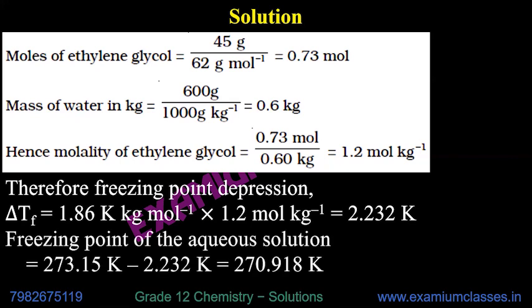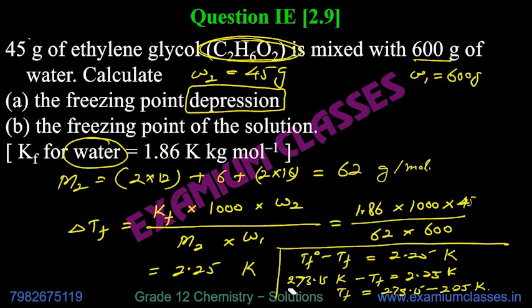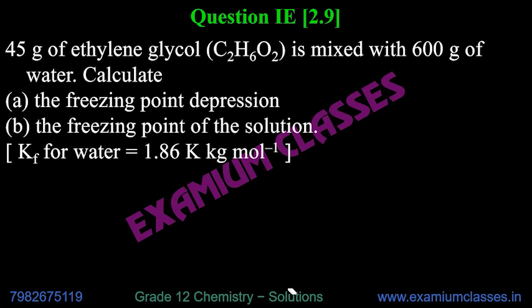So it's 2.25. This is some calculation done here. That's why we are getting 2.232. And you will get approximately 270.918. One important point here, that in many questions, specifically in JEE and NEET, this value will not be given. You need to remember KF for water is 1.86 and KB for water is 0.52. We will talk about that, okay? 1.86. This value, even if not given, you are expected to remember for water, not for other solvents, for water only.